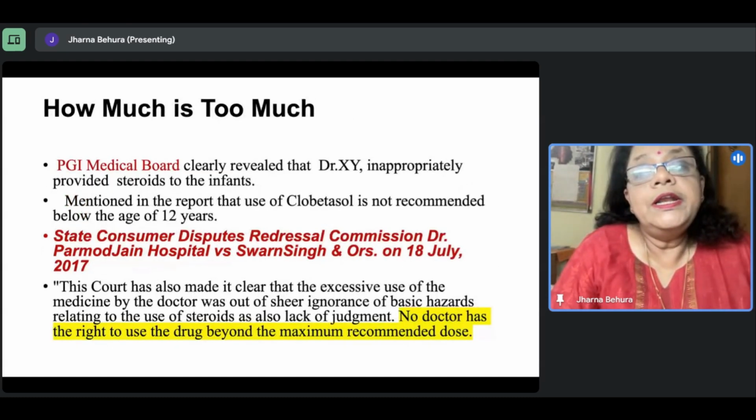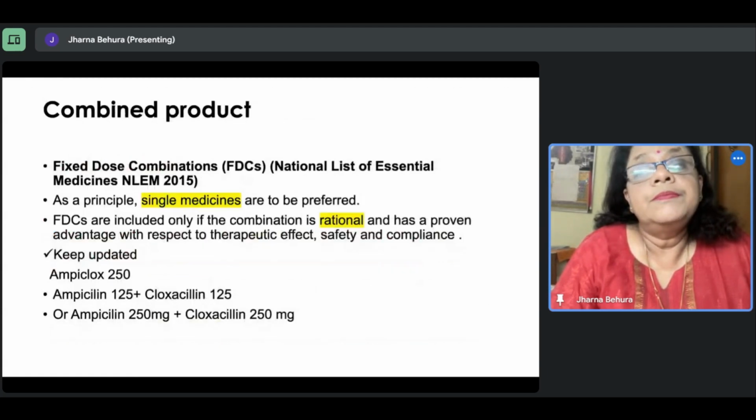How much is too much? The PGI Medical Board clearly revealed that Dr. XY inappropriately provided steroids to infants. It was mentioned in the report that use of clobetasol is not recommended below the age of 12 years. This was a state consumer forum dispute, Pramod Jain Hospital versus Swaran Singh, in which the court made it clear that the excessive use of the medicine by the doctor was out of sheer ignorance of basic hazards relating to the use of steroids, as also lack of judgment. No doctor has the right to use the drug beyond the maximum recommended dose.